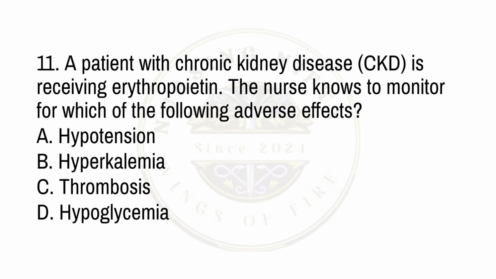Question number 11. A patient with chronic kidney disease is receiving erythropoietin. A nurse knows to monitor for which of the following adverse effects. Options. Option A, hypotension. B, hyperkalemia. C, thrombosis. And D, hypoglycemia. So here the right answer is option C, thrombosis. Erythropoietin can increase red blood cell production, raising the risk of thrombosis for the patient.